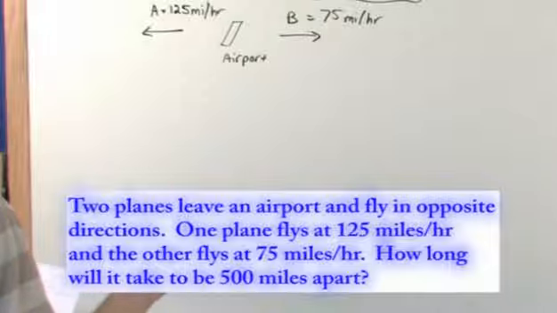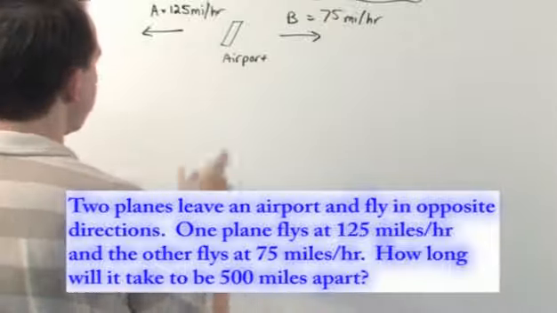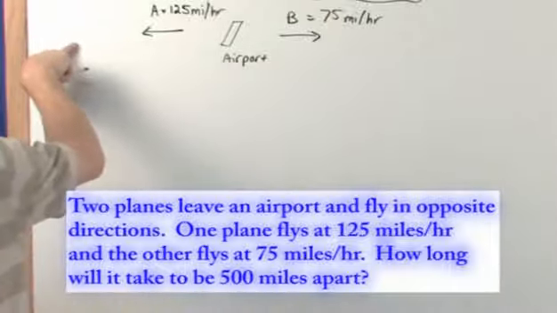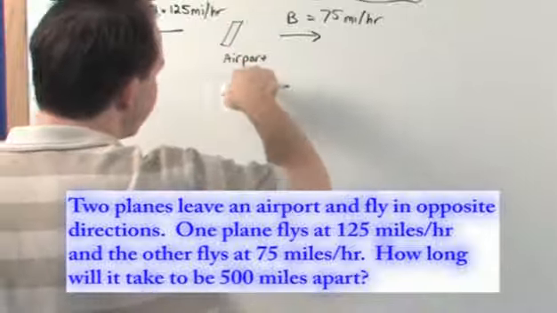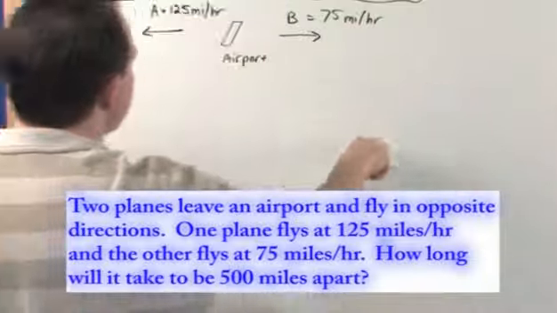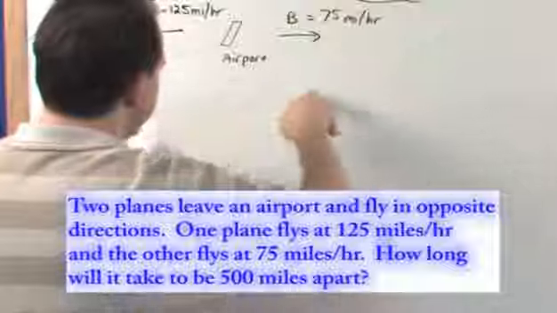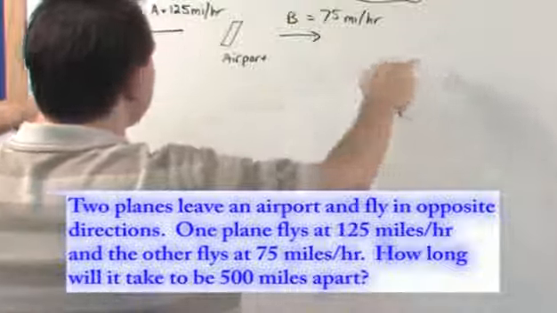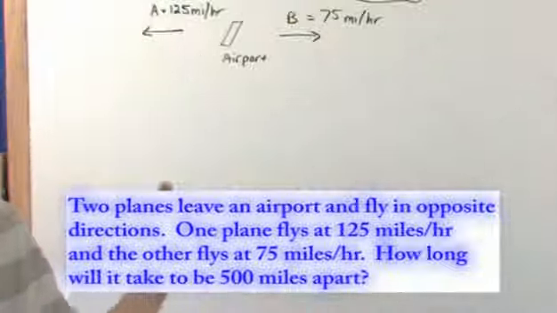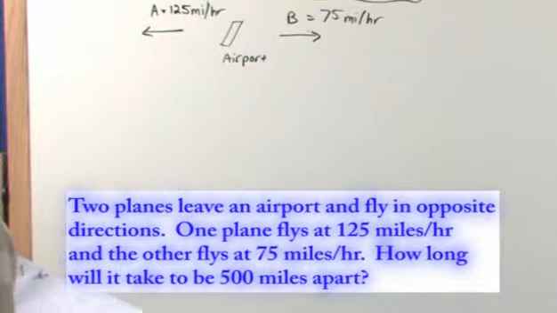So, logically thinking, after some amount of time, this plane will travel so far this way, and in the same amount of time, this plane will be so far this way. The sum of these two distances the planes travel, when they equal 500 miles, that's when we stop the stopwatch and say, okay, that's long enough. That's what we're trying to find.